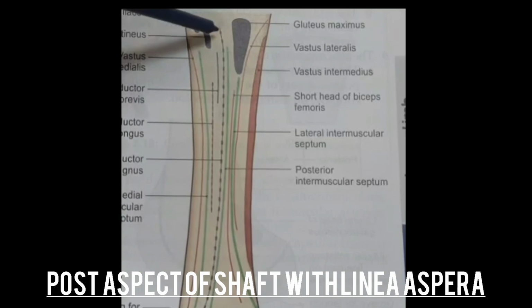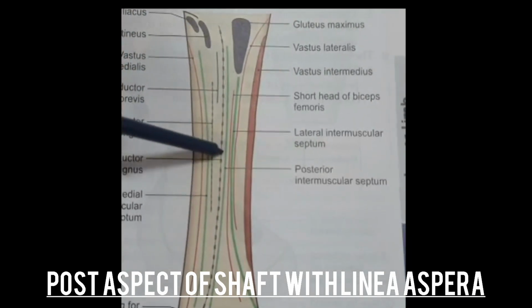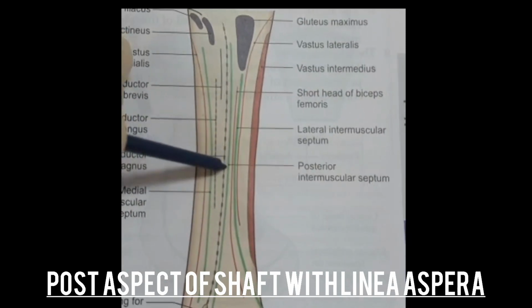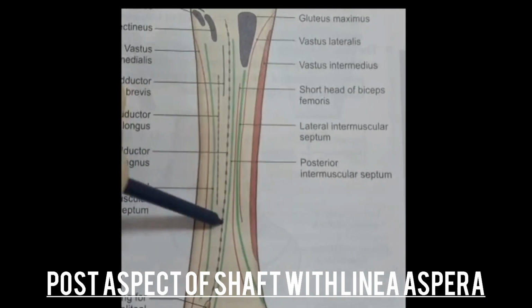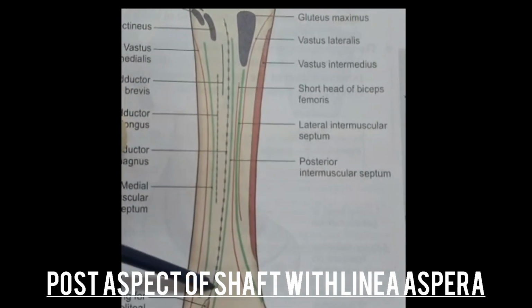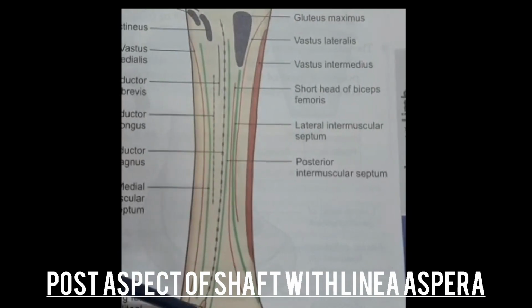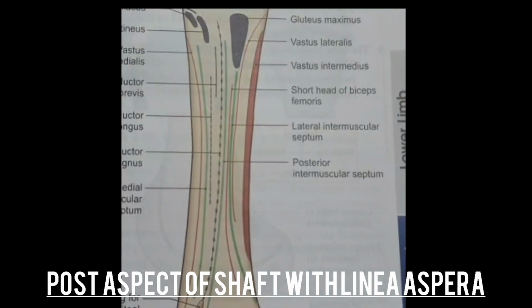Then next will be attachment of the adductor magnus. So that is the third layer muscle. It extends from the gluteal tuberosity up to the body of the linea aspera, then medial aspect of the linea aspera up to the medial supracondylar line, and then adductor tubercle, leaving a gap that is called as hiatus magnus.